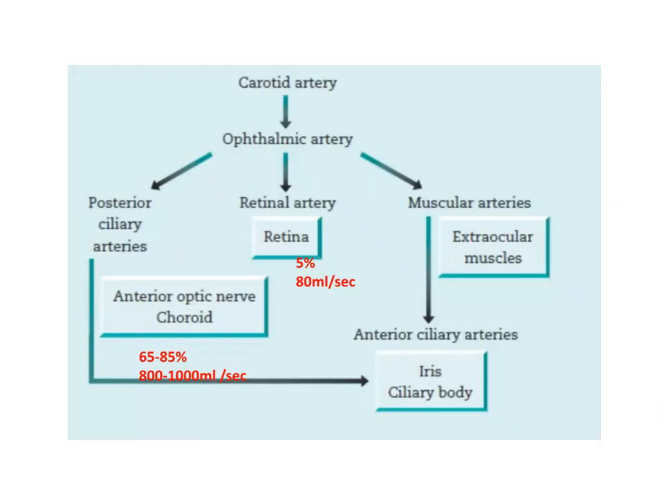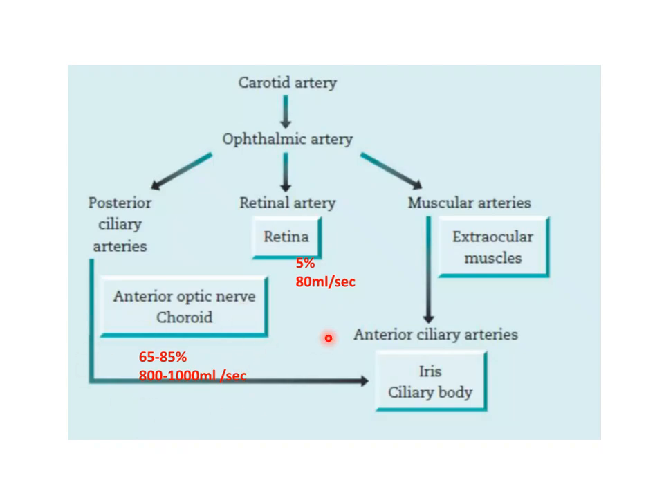Let's get into a little bit of detail. So carotid artery, internal carotid, ophthalmic artery, three main branches. The posterior ciliary artery, which are of two types, long and short. The retinal artery, which supplies the retina, and the muscular arteries, which are going to the extraocular muscles. Now, the posterior ciliary artery, the long and the short posterior ciliary arteries, they travel forwards and they reach the root of the iris. The short posterior ciliary arteries pierce the globe around the optic nerve and supply the choroid and the anterior part of the optic nerve.